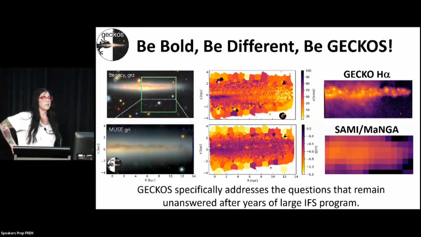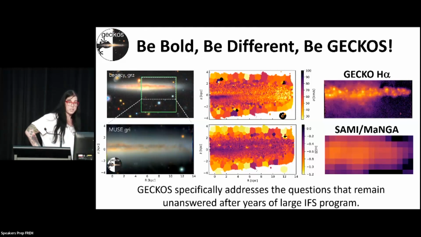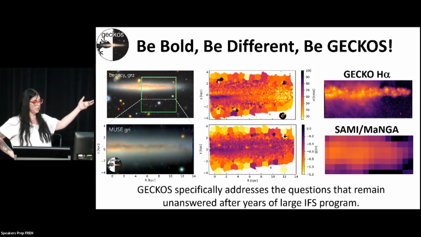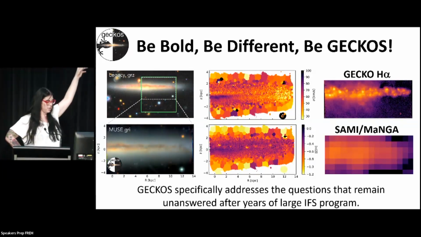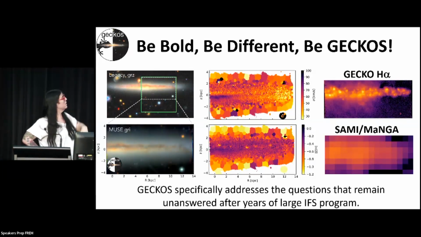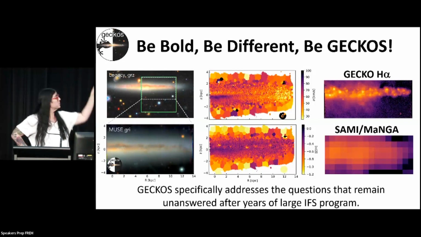GECKOS was accepted last year. It is a survey of edge-on galaxies in the local universe with hyper-deep observations, as many as 10 or 15 OBs on individual pointings, with multiple pointings per galaxy. And what you see in the middle, this is one galaxy, and you see absorption line diagnostics, velocity dispersion, and metallicity in the middle, and then you see H alpha.